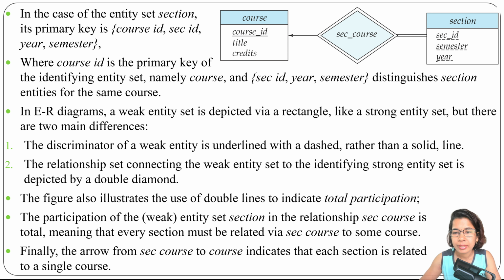In today's lecture, I discussed what a weak entity set is and how we can represent a weak entity set in the ER diagram. In the next lecture, I will discuss a complete ER diagram of a university.